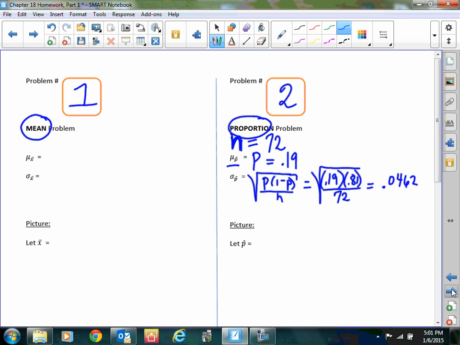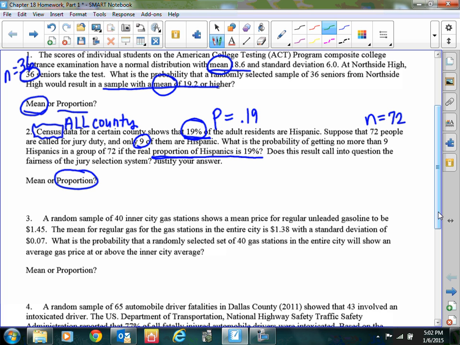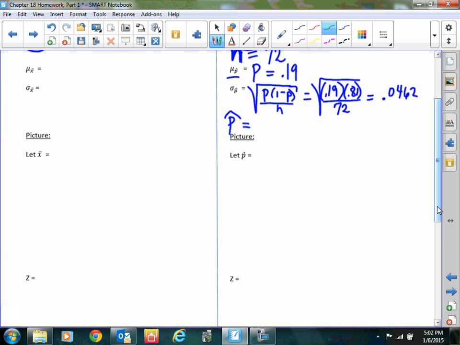I want you to go to 4 decimal places. All right, now it doesn't tell you to put this right here, but let's go ahead and put what the value of P hat is. P hat means what's the sample that was obtained? Well, if I take a look here, it says, suppose that of the 72 people that were called for jury, 9 of them are Hispanic. That is the sample that was obtained. Therefore, over here, this sample, 9 over 72, which is 0.125.